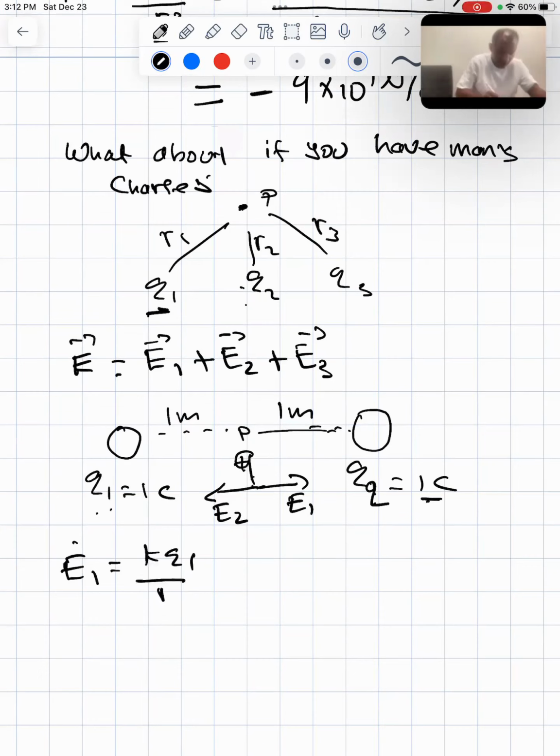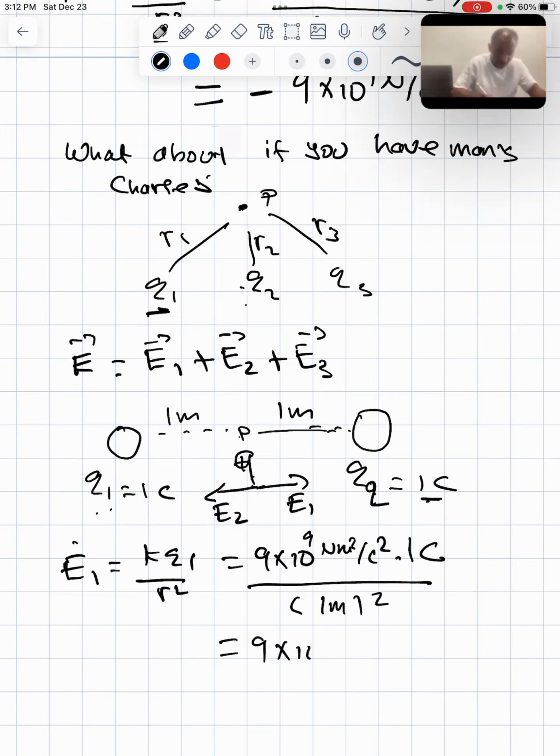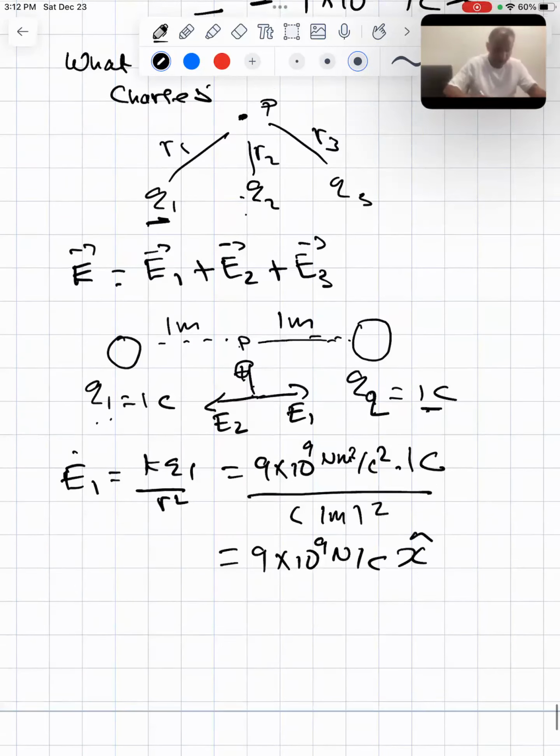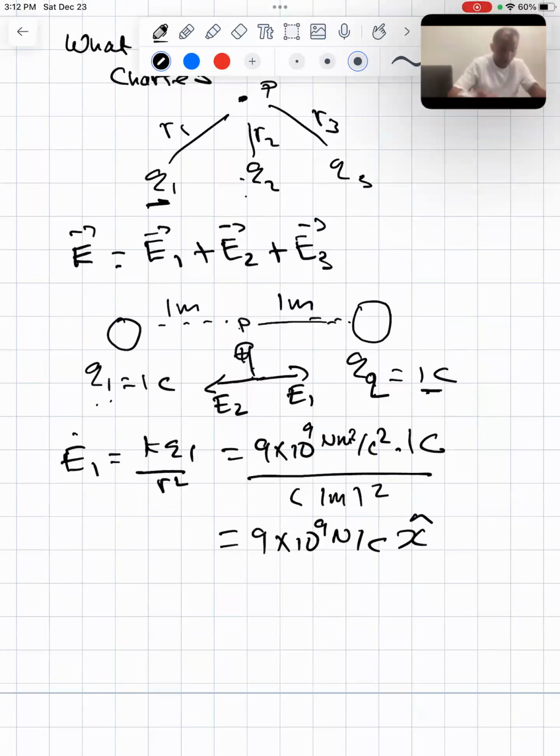over R squared. K is just 9 times 10 raised to 9 newton meter squared per coulomb squared. Q1 is just one coulomb. R is the distance from the charge Q1 to the point P, which is 1 meter, and then squared. And then you get 9 times 10 raised to 9 newton per coulomb in the positive x direction. That's the electric field. And why is it positive? Because E1 is positive, as I showed you here.